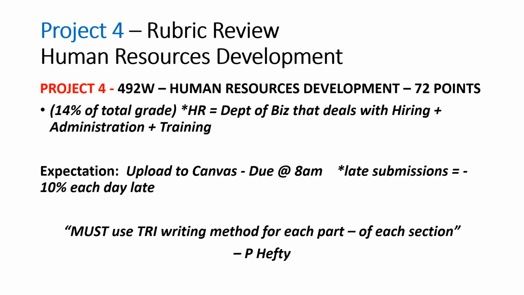We're going to talk about Project 4 and do a rubric review of that. Again, this is your human resources development. As you can see here, there's 72 total points. It's 14% of your grade.